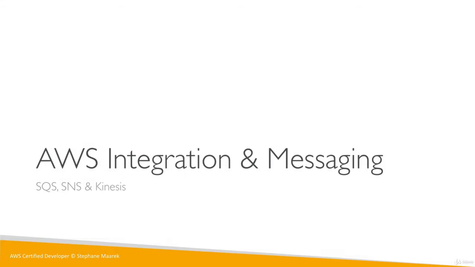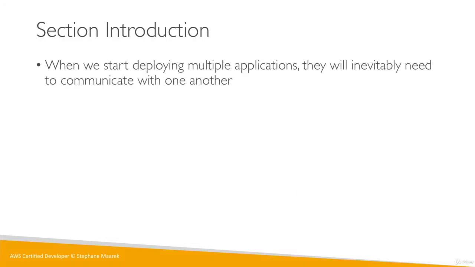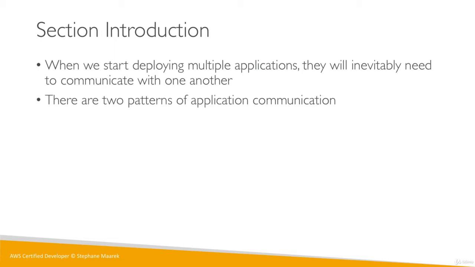So this section is kind of cool because we're going to see how we can orchestrate stuff between our different services using middleware. In this section, when we start to deploy multiple applications, they will inevitably have to communicate with one another. Okay, your services need to share information, share data. And so there will be two patterns of application communication out there.